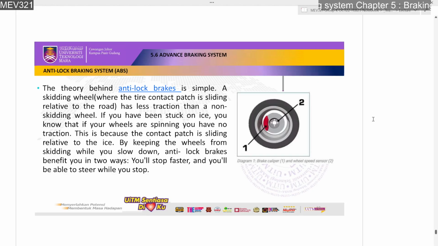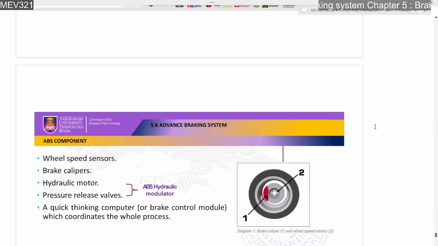Tapi sebab dia active safety system, benda ni akan wujud bila emergency situation berlaku. Jadi kita harap-harap tak pernah berlaku, tapi bila perlukan dia, dia boleh function. Itu penting lah. Okay, untuk safety awak.